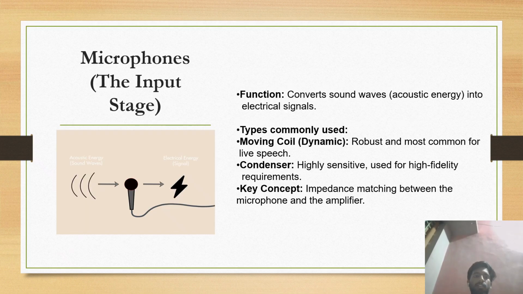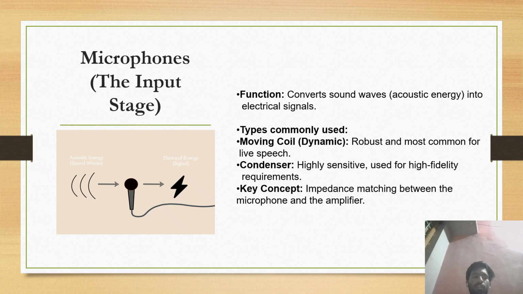Let us see the first input stage, that is the microphone. Let us know the function of the microphone. It converts sound waves into electrical signals. Types commonly used in microphones. Microphones are transducers. In BEEE, we studied transducers as devices that convert one form of energy to another form.